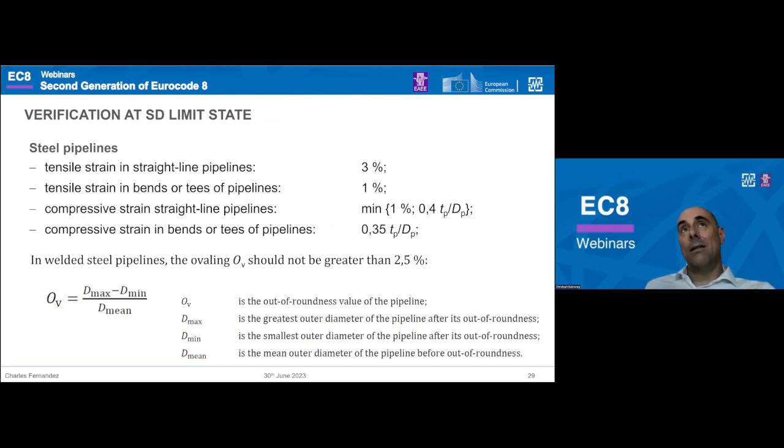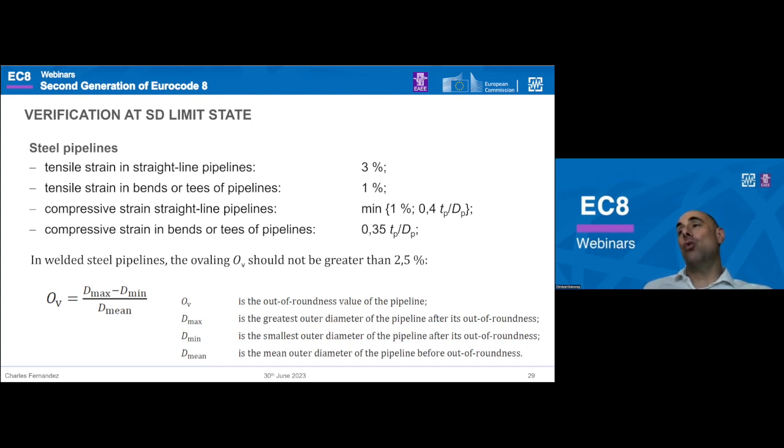So what should be verified? And this is quite important, because we are verifying the strain, because what was investigated for pipelines is that they can withstand larger strains because they are quite flexible. And we have here tensile strain in straight pipelines and in bends or T's.